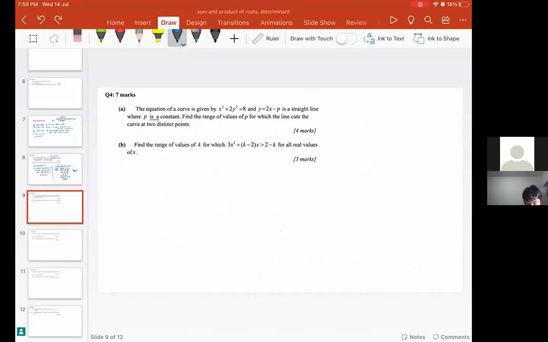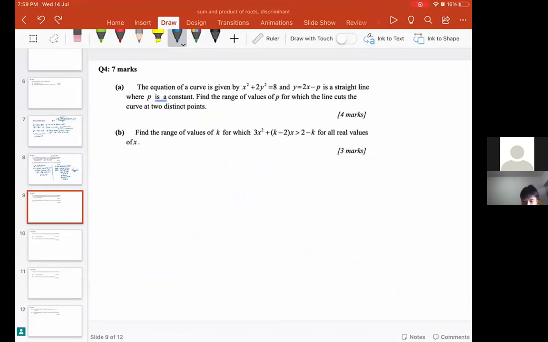Moving on to part B now. Find the range of values of k for which 3x squared plus k minus 2 x is greater than 2 minus k, for all real values of x. Let's first look at the inequality. We want to move everything over to the left-hand side so that something is greater than 0. So we have 3x squared plus k minus 2 x minus 2 plus k is greater than 0.